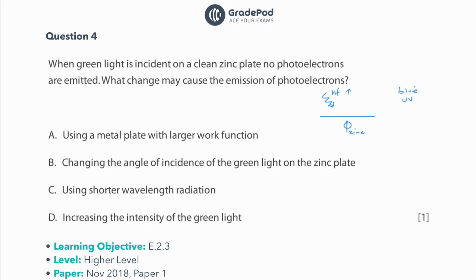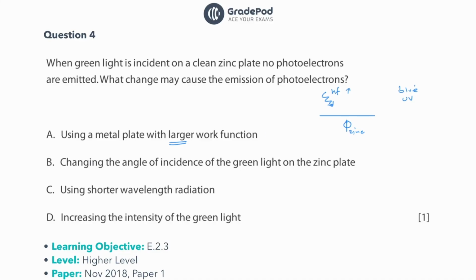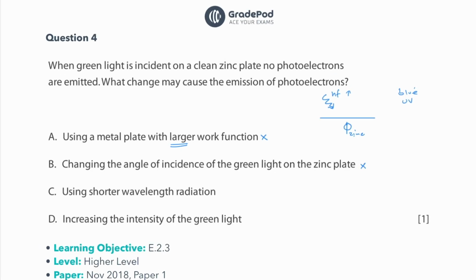Let's see if that's the answer. What change might cause the emission of a photoelectron? A. Using a metal plate with a larger work function. Well, that's not going to work, because if the work function is larger than zinc's, it's going to be harder for that green light to overcome the work function. So it's not A. B. Changing the angle of incidence of the green light on the zinc plate. That makes no difference. C. Using a shorter wavelength. Well, a shorter wavelength means a higher frequency, which means a higher energy of photon. So yes, that works. D.